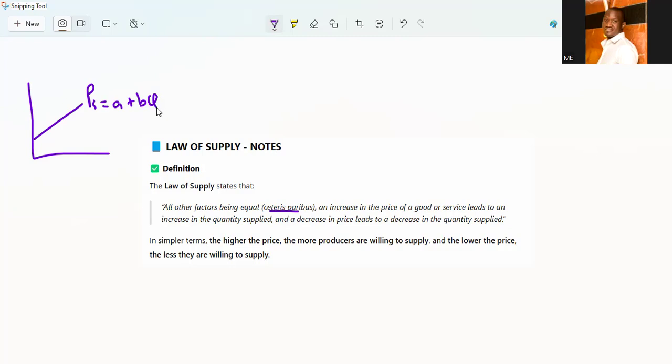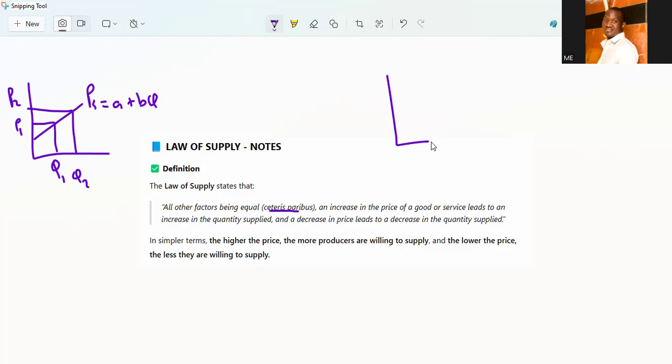So in simpler terms, a higher price from P1 to P2 will result in a higher quantity supplied. So P1 to P2 will cause an increase in our supply from Q1 to Q2. So these are the laws. So the supply curve is upsloping.